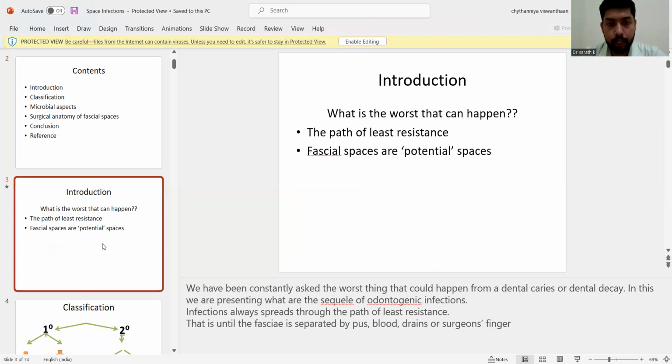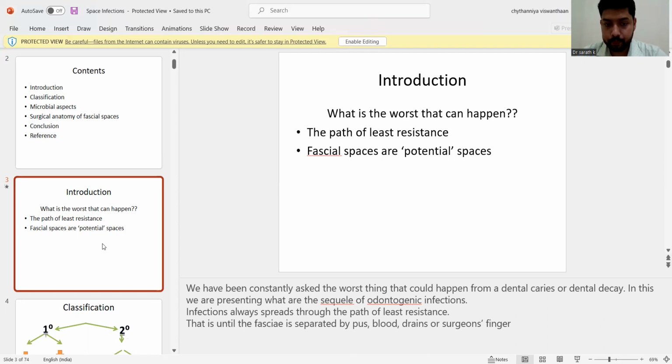So we'll go to the introduction part. What worse can happen from an odontogenic infection? An odontogenic infection is either a tooth-related infection or a periodontal infection. If you are not treating that particular infection at that time, what worst can happen? The infection can progress to the adjacent tissue spaces through the path of least resistance. That means the infection can spread from your teeth to the adjacent areas.